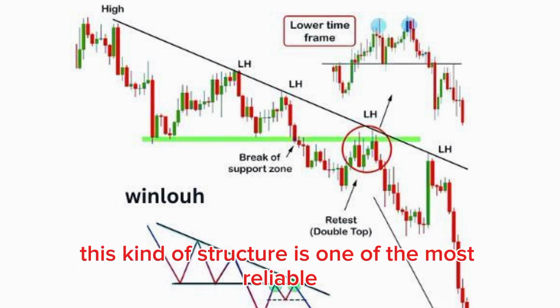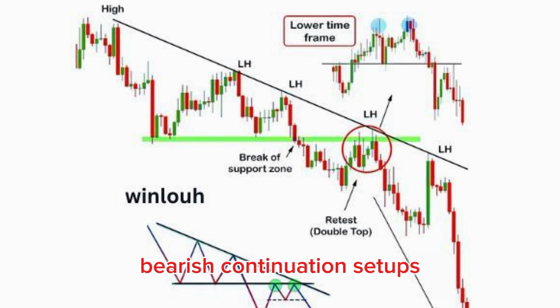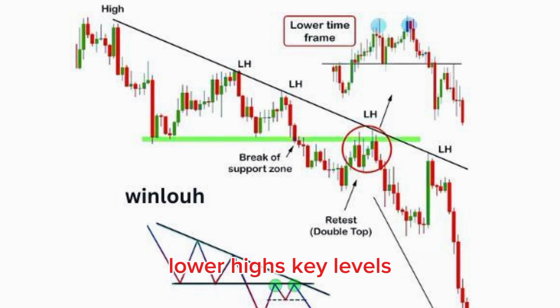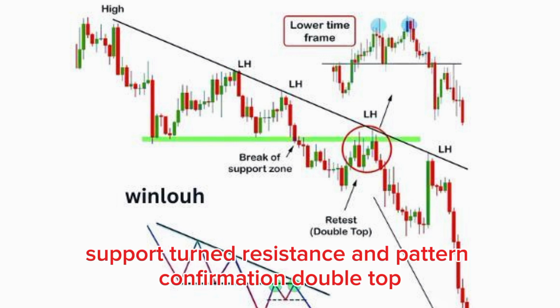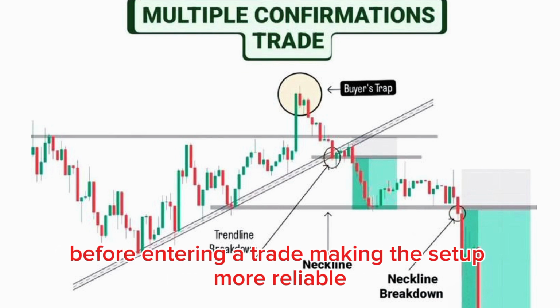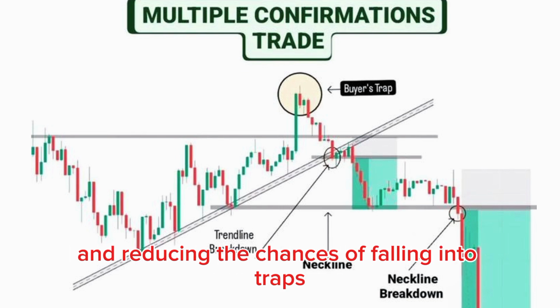This kind of structure is one of the most reliable bearish continuation setups because it combines market structure, lower highs, key levels, support turned resistance, and pattern confirmation, double top. This chart is a classic example of how to use multiple confirmations before entering a trade, making the setup more reliable and reducing the chances of falling into traps.